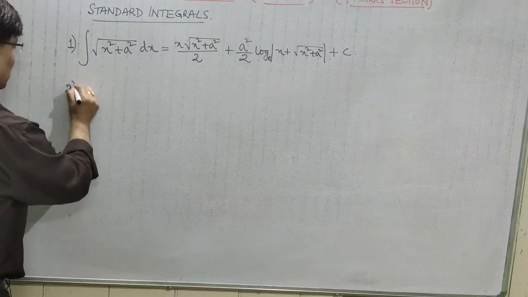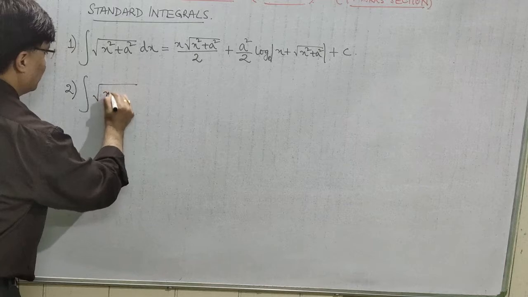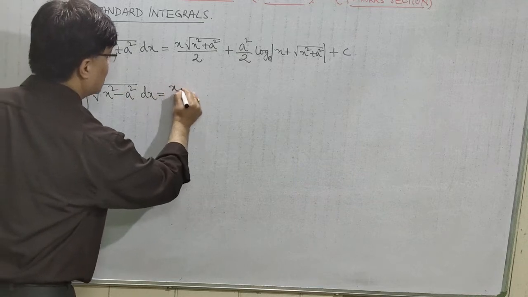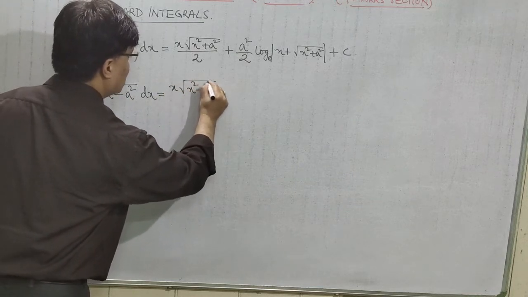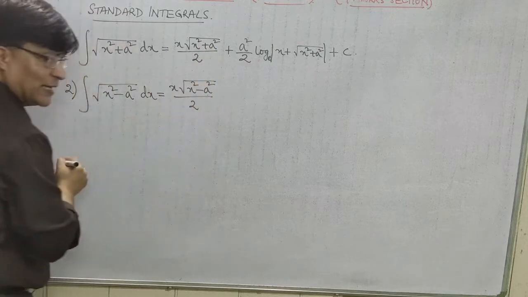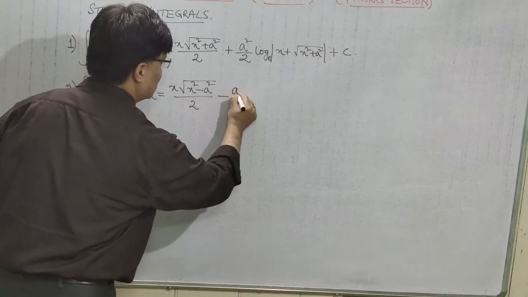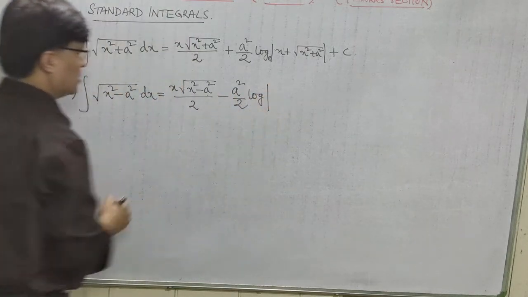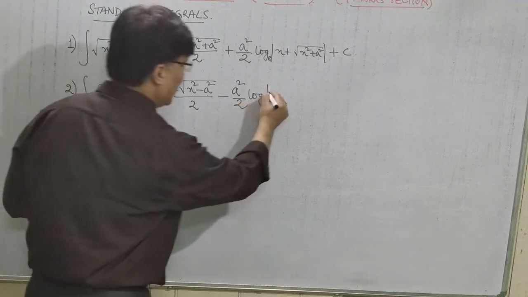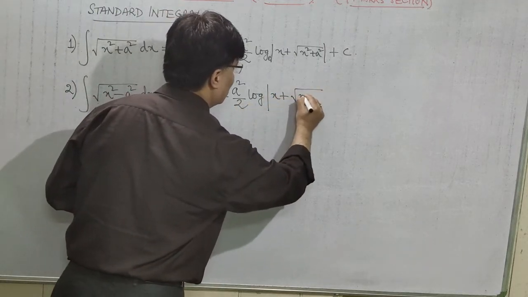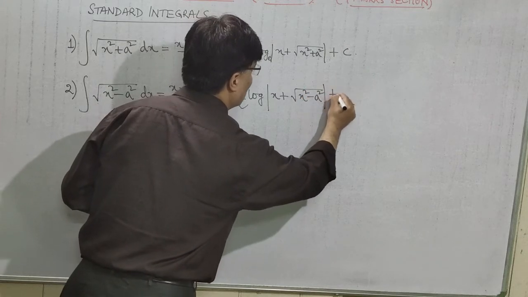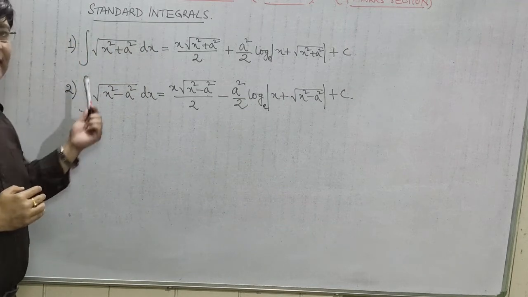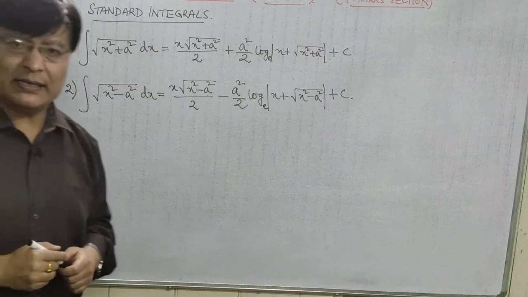Okay? So now number 2 is integration of root over x square minus a square dx is equal to x root over x square minus a square by 2. Instead of plus there is minus, minus a square by 2, then it is log within mod. What will you write? You should write x plus root over x square minus a square, mod sign closed, the base is e, then plus c. This is the second standard integral in integration by parts.